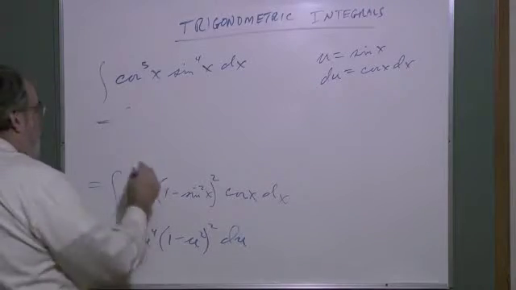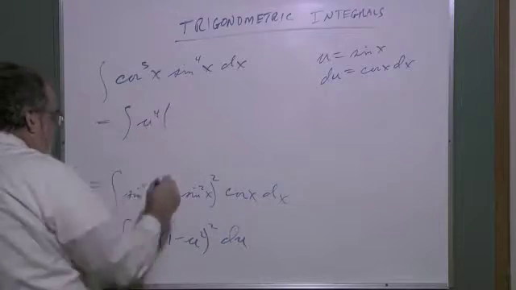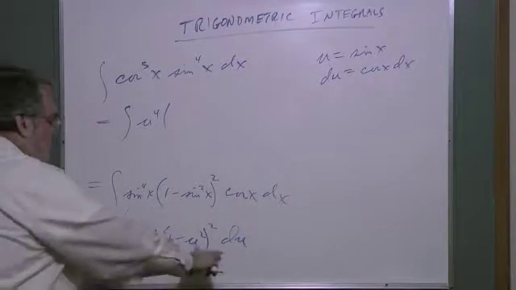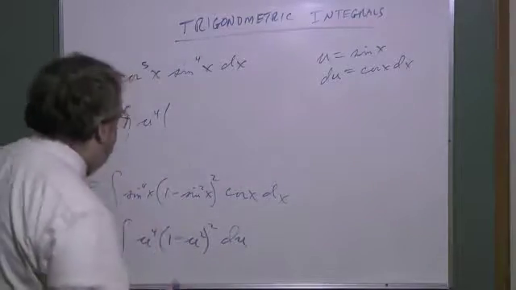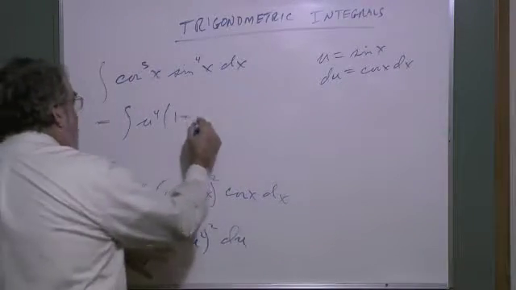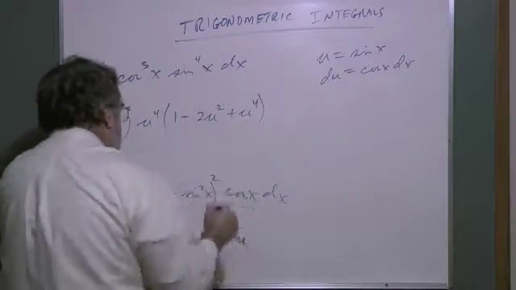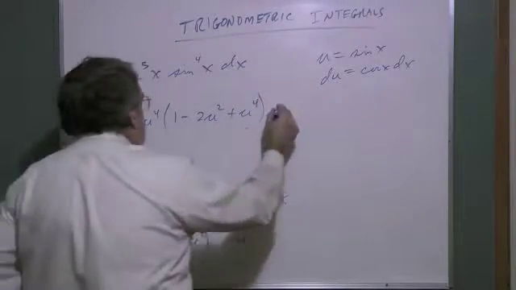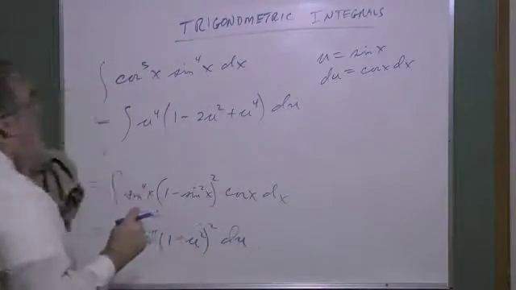This would be the integral of u to the fourth. When I square this out, we have to FOIL it out. 1 minus u squared times 1 minus u squared. That gives us 1 minus 2u squared plus u to the fourth, and then du. And then we have, well, do some more erasing.